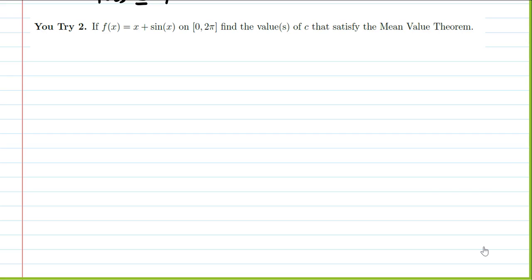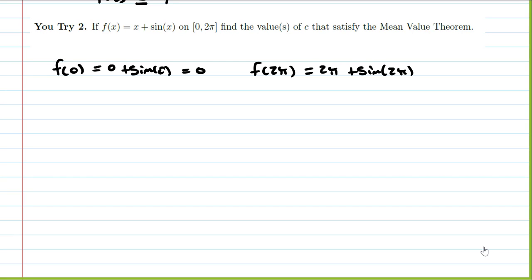Let's go ahead and work this. So to find the slope of our secant line, we would do f of 0, which is 0 plus sine 0, gives us 0. And f of 2 pi would be 2 pi plus the sine of 2 pi. But the sine of 2 pi is also 0, so we just get 2 pi. So our slope is 2 pi minus 0 all over 2 pi minus 0, which gives us 2 pi over 2 pi, which is 1.